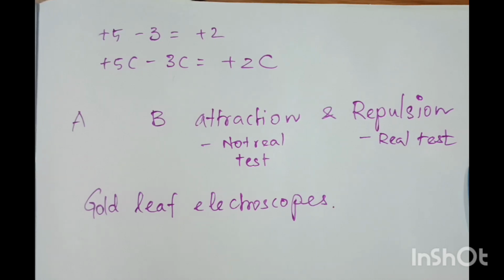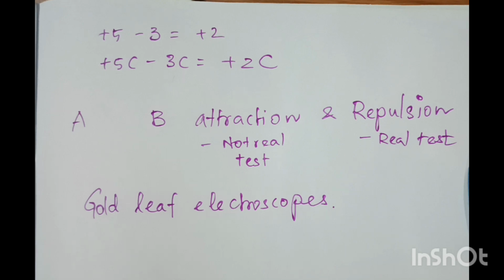The positive and negative charges, when combined together, cancel the effect of each other in the same manner as the positive and negative numbers in the maths. For example, if two bodies of charges plus 5 coulomb and minus 3 coulomb separately are brought in contact, then there will be plus 2 coulomb on the combined body.